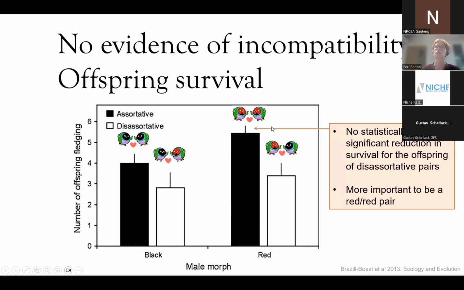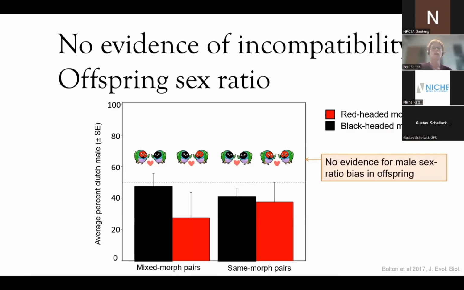I mentioned at the start that red males are able to source the best quality nesting sites and are able to fend off other competitors better than the black. And so presumably there is some kind of strong advantage to being a red pair, and that is the only important and statistically significant survival effect in the offspring. Similarly, there's no evidence that the sex ratio is changed. If anything, there's a slight female bias in the offspring of all pairs.